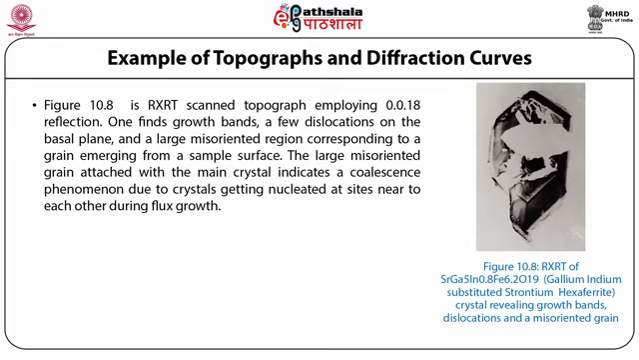0.0.18 reflection. One finds growth bands, a few dislocations on the basal plane, and a large misoriented region corresponding to a grain emerging from a sample surface. The large misoriented grain attached with the main crystal indicates a coalescence phenomenon due to crystals getting nucleated at sites near to each other during flux growth.